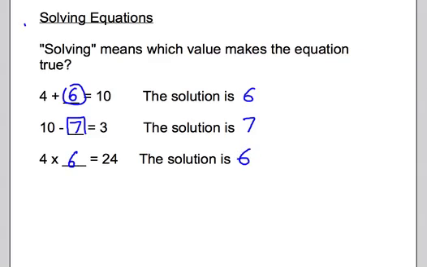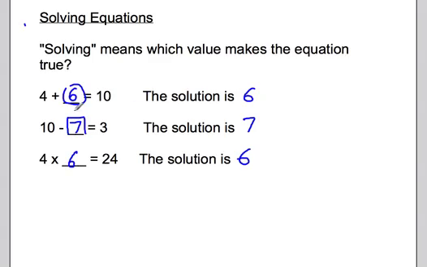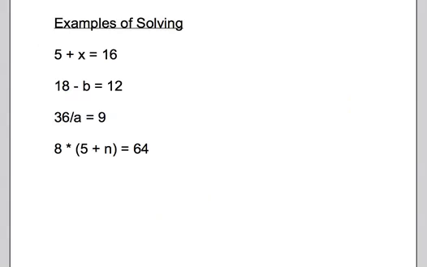So we're going to go over a couple more examples. Now in the next examples, instead of writing a blank as we did before, mathematicians like to use what we call a variable. Instead of just having a blank here, we could say X or A or B or N, or any letter really, to represent a variable. So here's the same question as before. 5 plus what number is going to give you 16? Well, that number has to be 11. 5 plus 11 gives you 16. So the solution to this equation is 11.